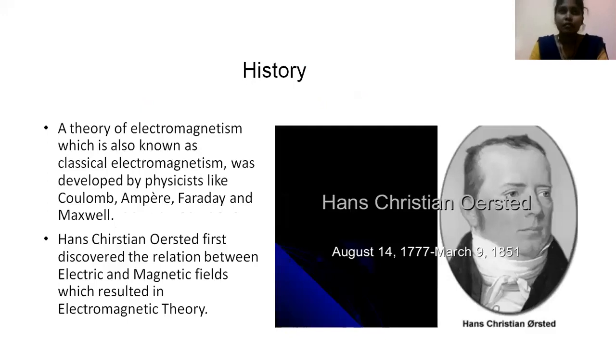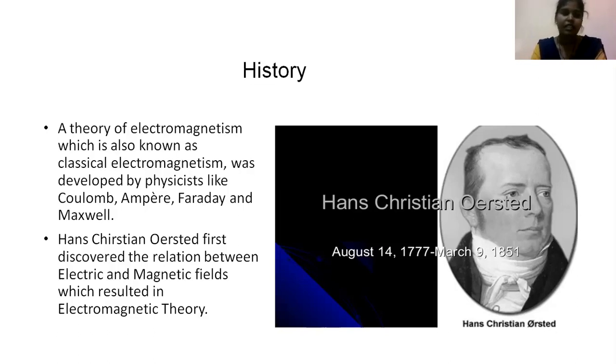Regarding the history of electromagnetic theory, this theory of electromagnetism, which is also known as classical electromagnetism, was developed by physicists like Coulomb, Ampere, Faraday, and Maxwell. We have many laws on their names also: Coulomb's law, Ampere's law, Faraday's law. It's out of respect to them. So we have a lot of laws on their names, and they are very important scientists.